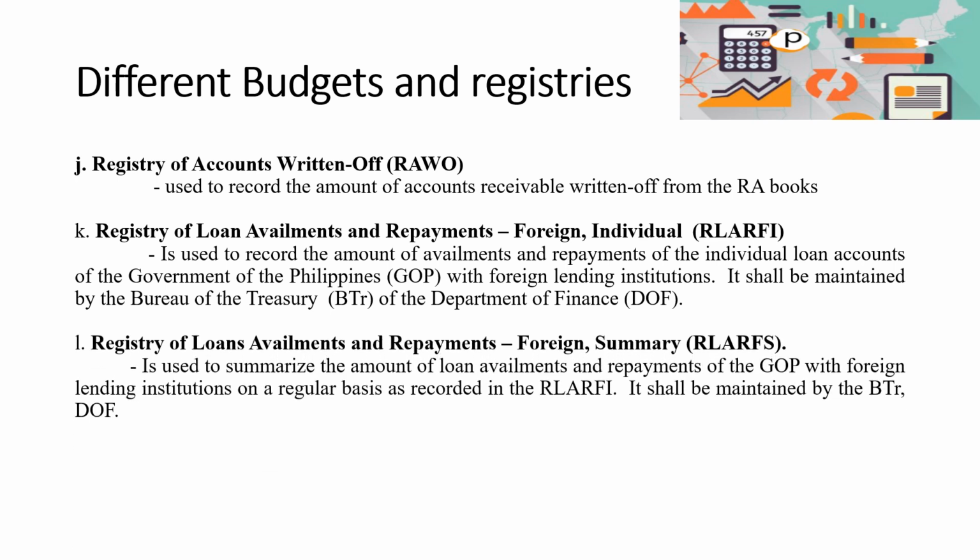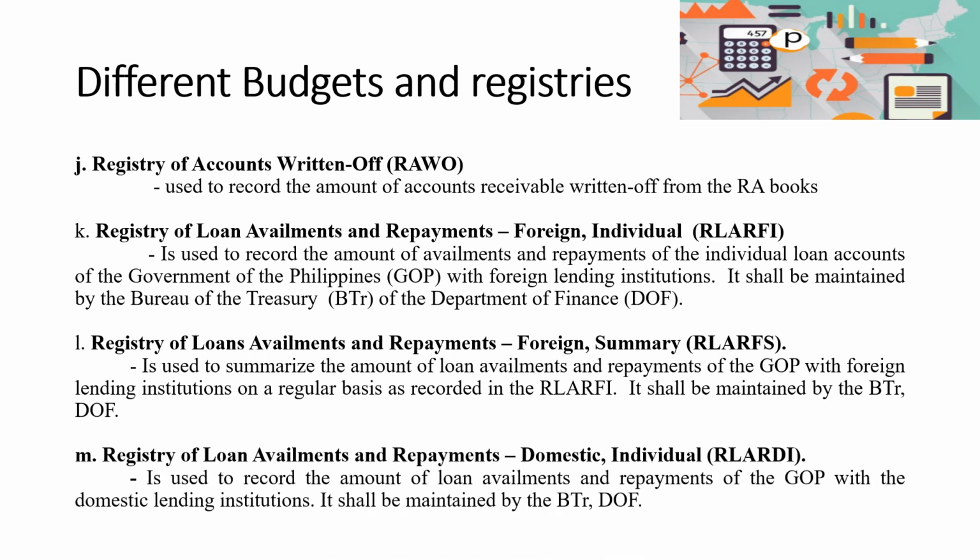So, syempre, kung meron sa foreign, meron din syempre summary doon para makita natin kung ano, kasi ito na yung ledger. So, si Registry of Loan Availment and Repayment to Foreign, may summary din siya para makita natin kung magkano ba yung utang natin sa bawat isang foreign country or foreign banks. So, yun siya. It's a summary of amount, loan availment, and repayment of the government of the Philippines with the foreign lending institution on a regular basis, and it shall be maintained still by the BTR and the DOF.